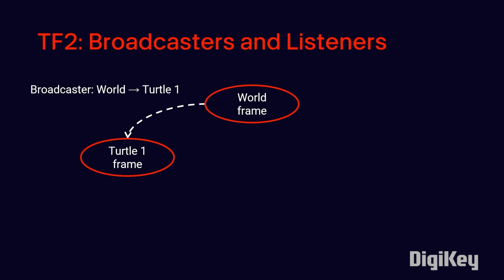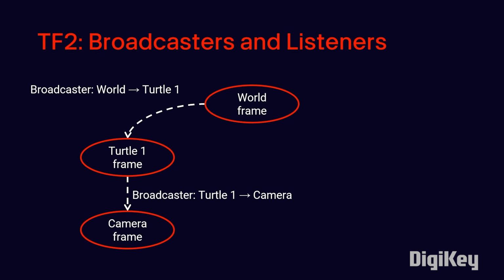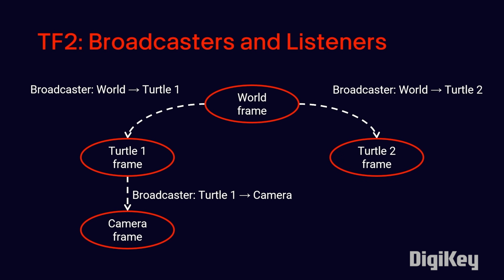So the Turtle1 broadcaster would broadcast the transform from the world frame to the Turtle1 frame. As the camera frame is a child of Turtle1, the camera node would broadcast the transform from Turtle1 to the camera. Turtle2 would broadcast the transform from the world frame to Turtle2. Each transform is published periodically, often on the order of about 10 times per second, so that other nodes can keep up to date on how all the pieces are moving relative to each other.